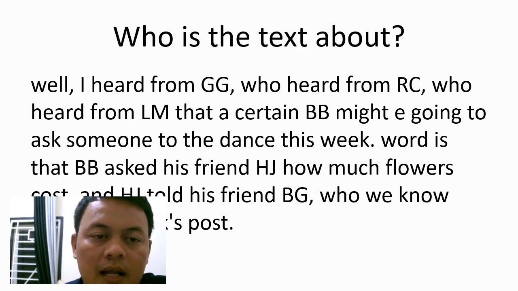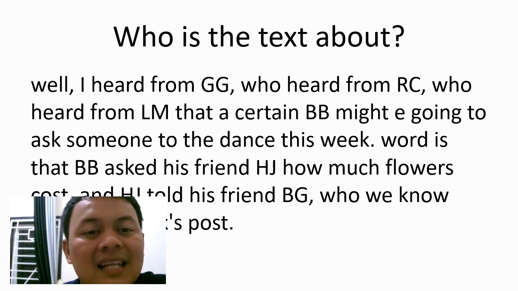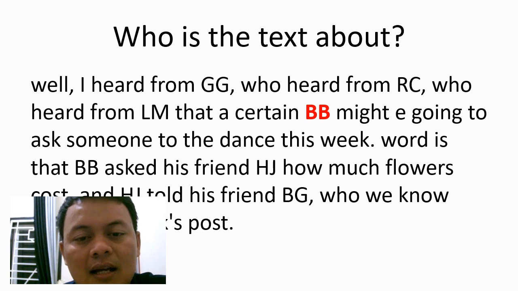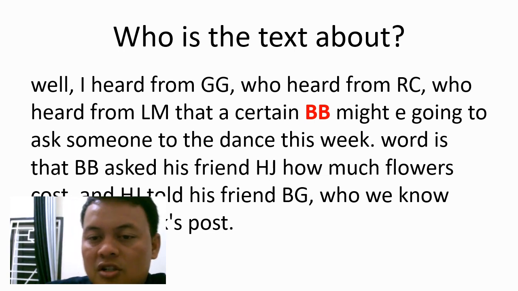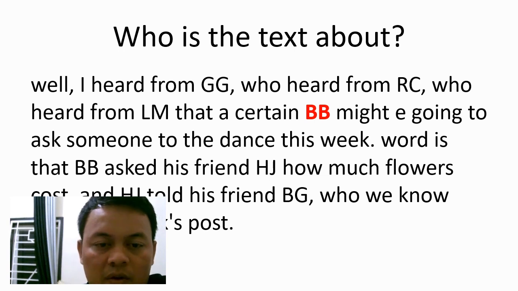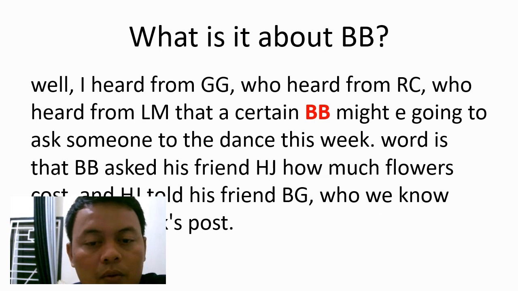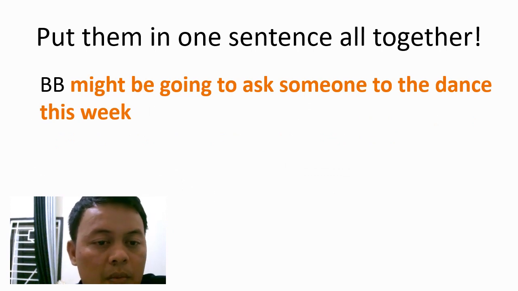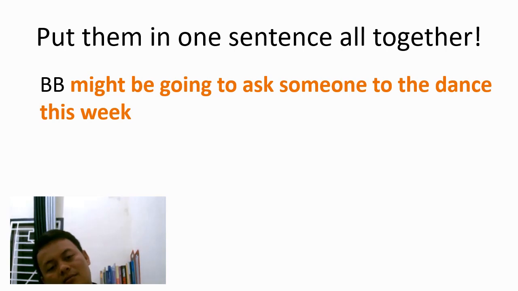Okay, then first find who is in the text, right? If we know that they are in the text, is that BB, right? GG and RC are the ones who actually pass along all the information, so the one who does it is BB, right? What is BB doing? Might be going to ask someone to dance this week, right? And then put them all together: BB might be going to ask someone to dance this week, right? So that is the summary.